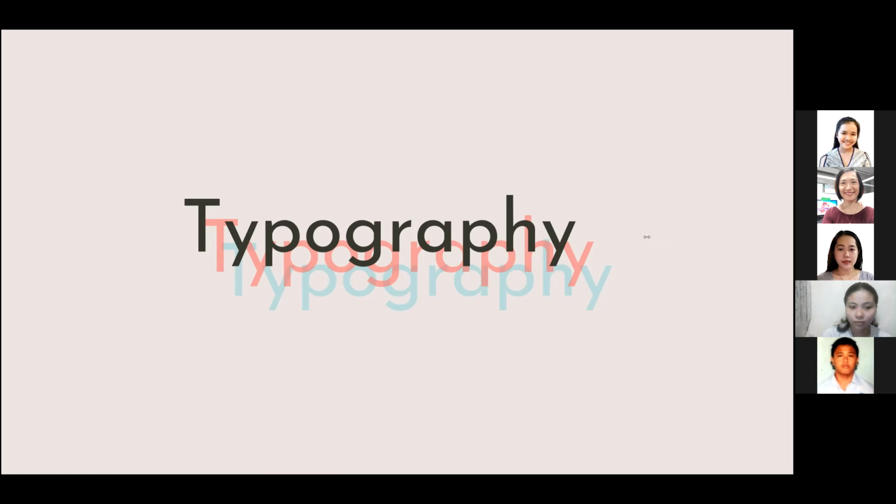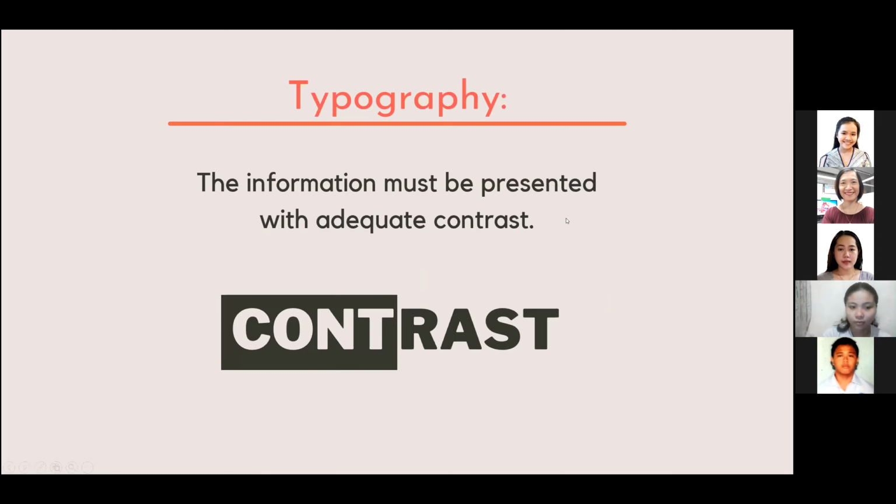The first segment of our report is typography. The first rule of typography is the information must be presented with adequate contrast. When presenting pieces of information, we must have a contrast between what is important and what is not. Creating a contrast between this information, the size and the color of the text matters most.